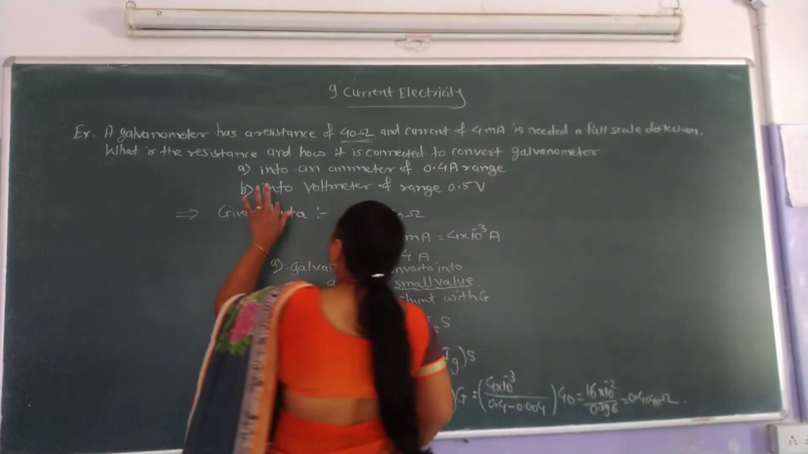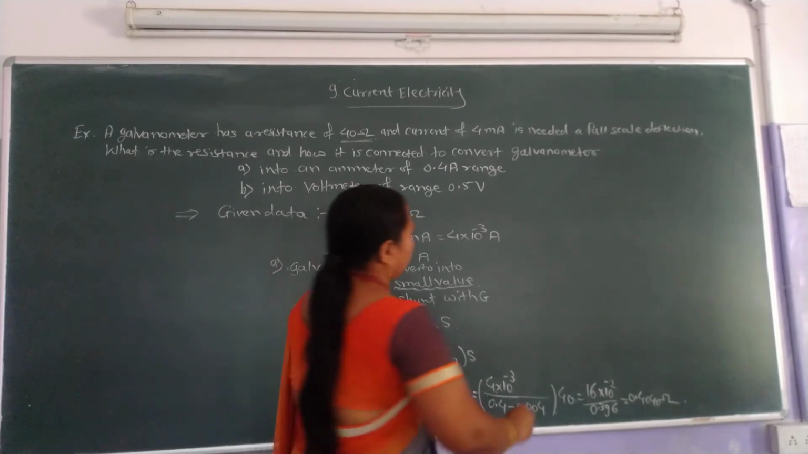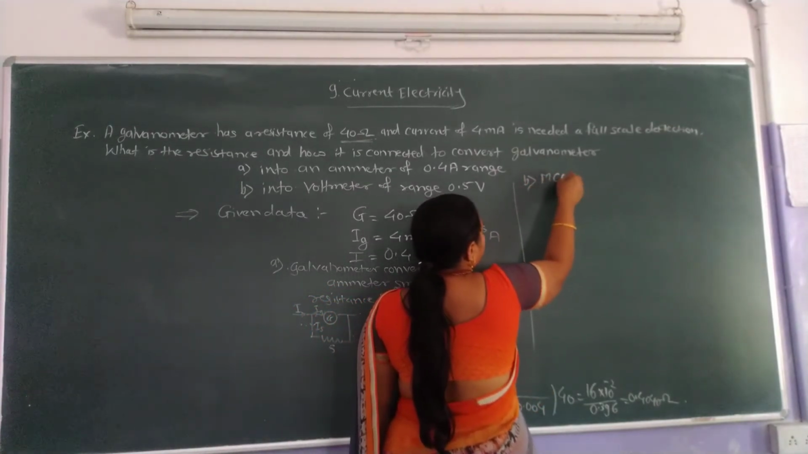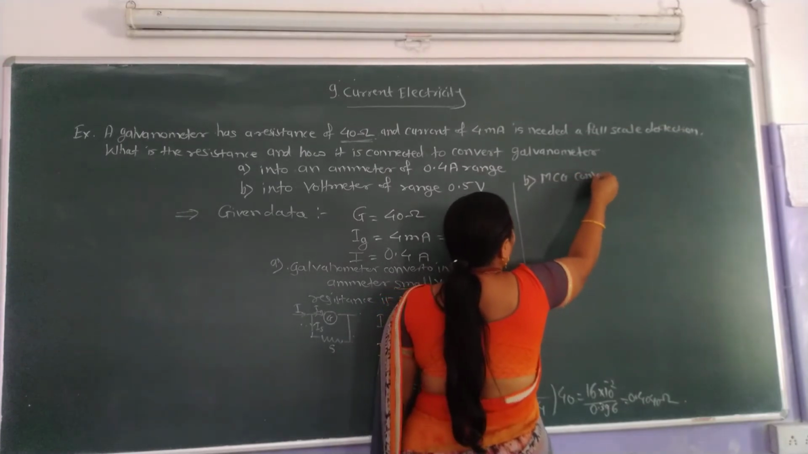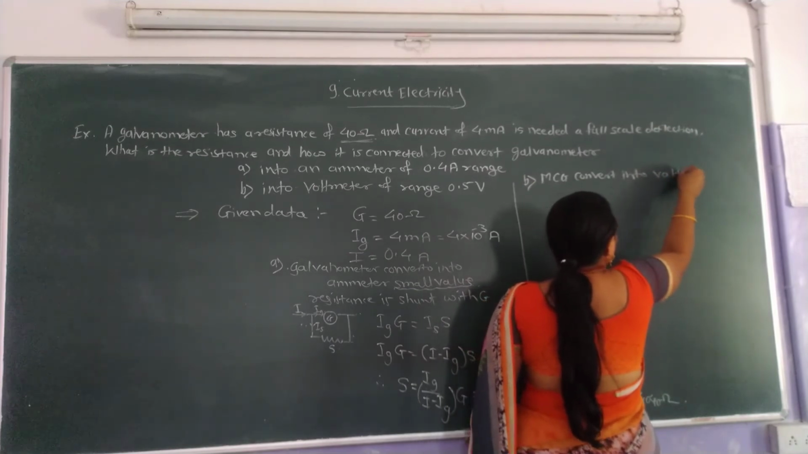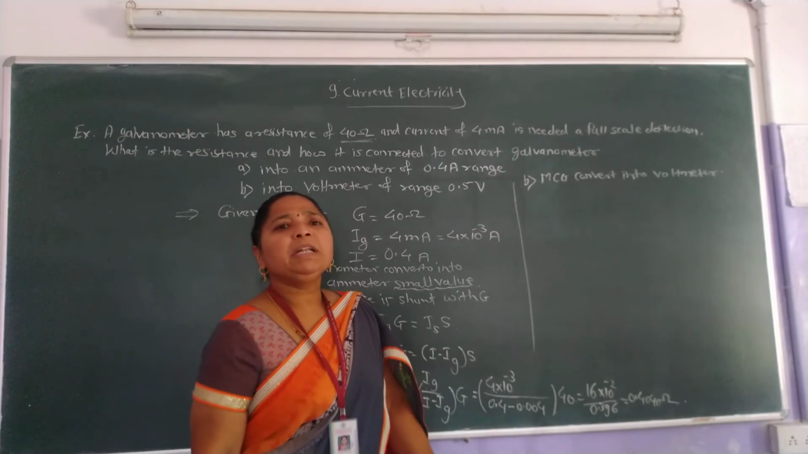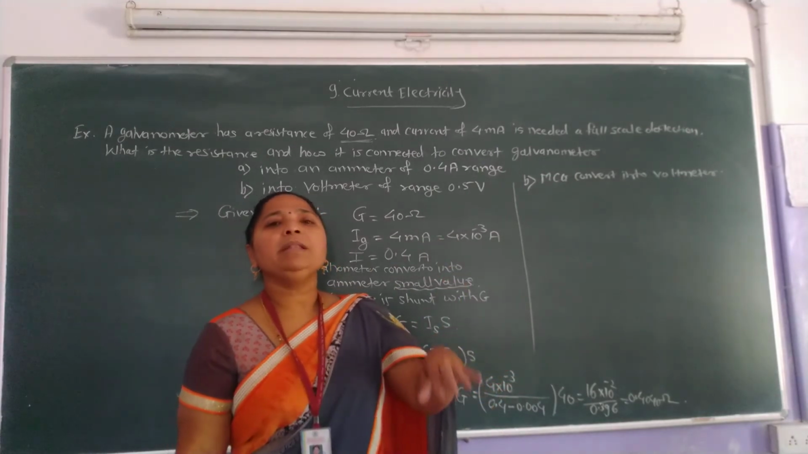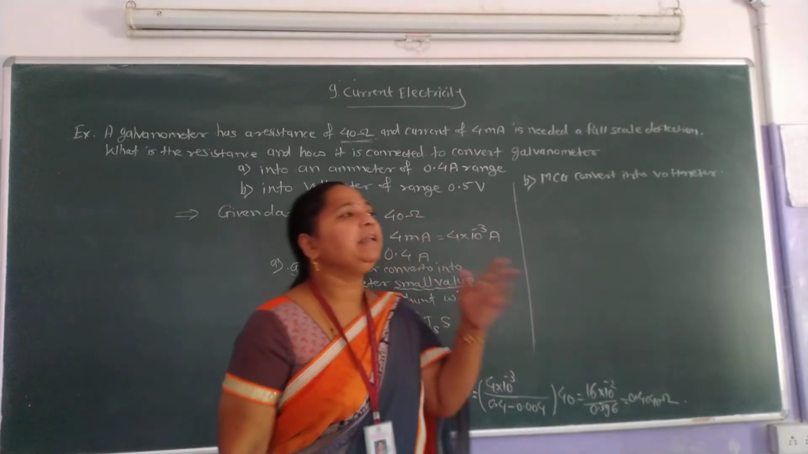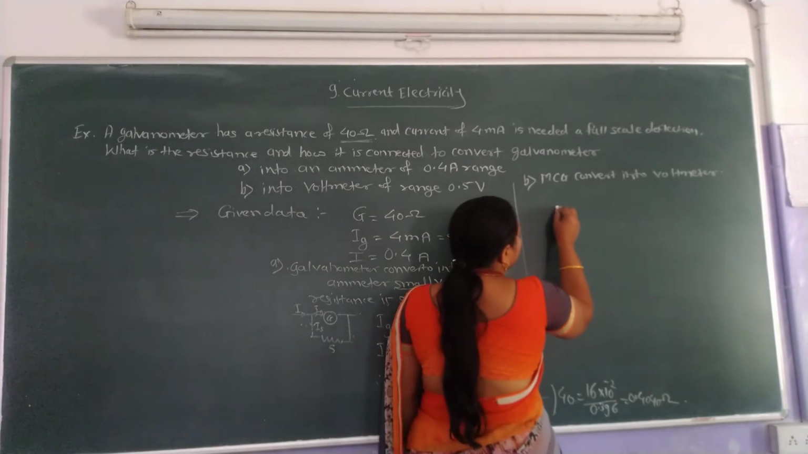The second part of the example, part B: the galvanometer is converted into a voltmeter. How can it be converted? When a very high value resistance is connected in series.